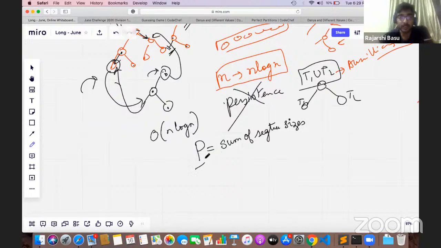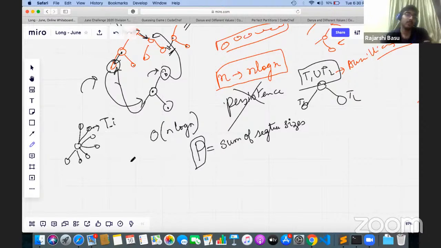Initially, what is the value of the potential function? Consider a star graph, a star tree like this. For every one of these, they have a segment tree, let's say Ti, correct? How many nodes are there in the Ti segment tree? There is one value that you have inserted. That means there are log n nodes created from the root all the way down to the leaf representing the value. So initially the value is n log n for P.